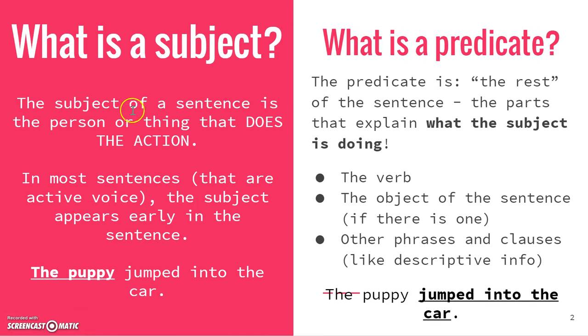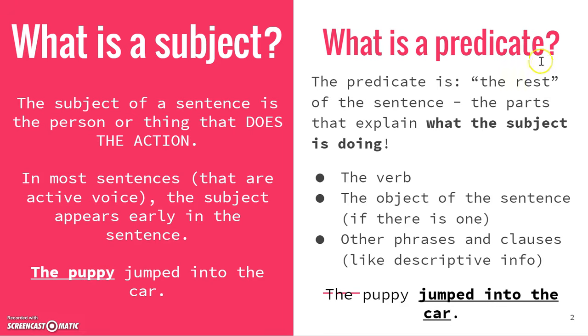The subject of a sentence is the person or thing that does the action. In most sentences, the subject appears early on in the sentence. For example, if I say that the puppy jumped into the car, the puppy is my subject. It's the animal doing the action.